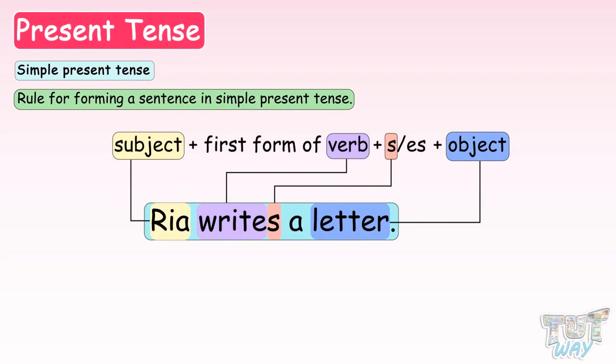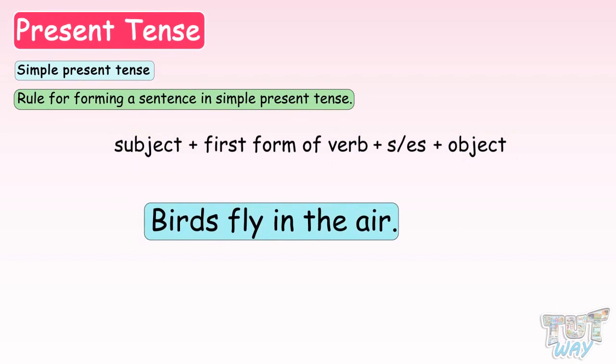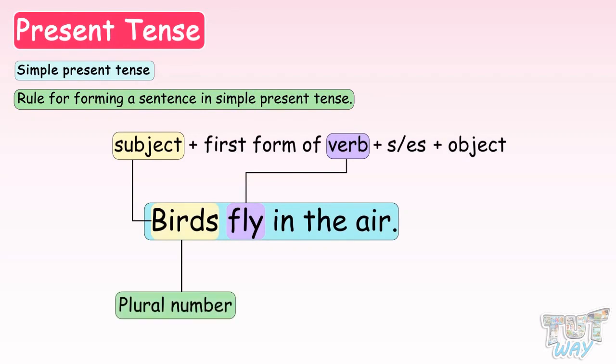Now, let's have another example. Birds fly in the air. Here, birds is the subject, fly is the verb, and we do not use es with fly, since the subject is in plural number. And air is the object in this sentence.